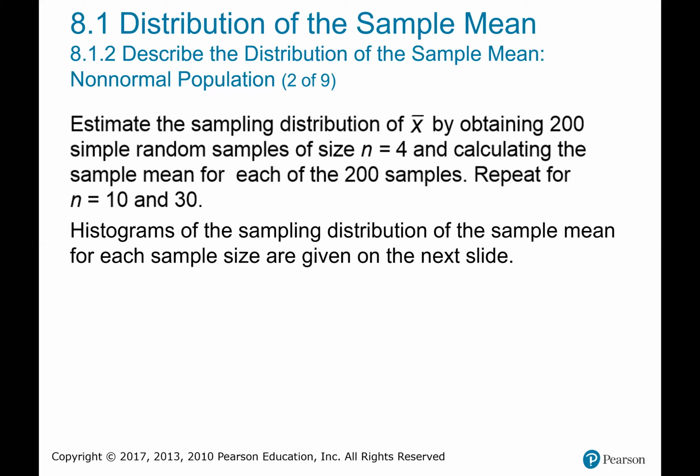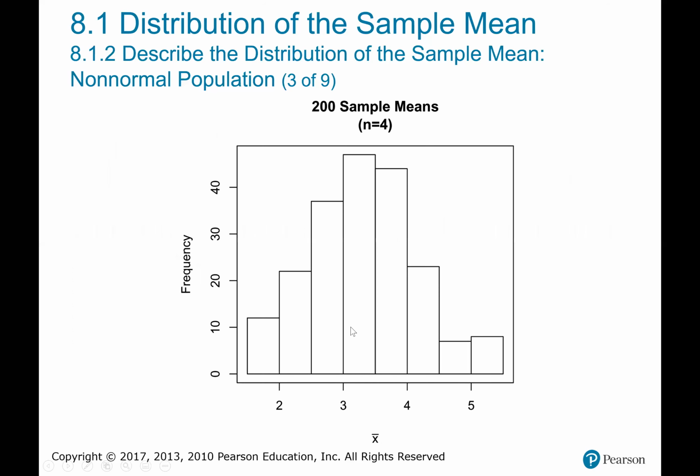Histograms of the sampling distribution of a sample mean for each sample size are given on the next slide. So see what happened when we increase the sample size. So let's do it. Okay, guys, this is the histogram when sample size n equal to 4. So you see that obviously it is not symmetric, okay? Because the tails are not the same, they are not the same size or format on both sides, okay? So it's obviously not symmetric.